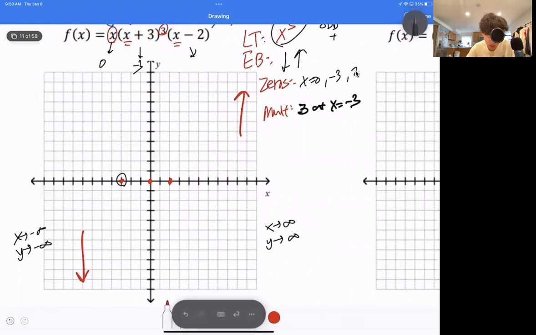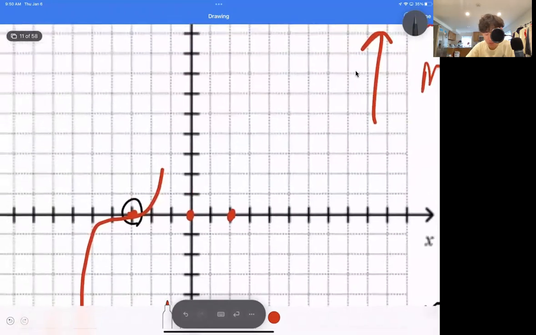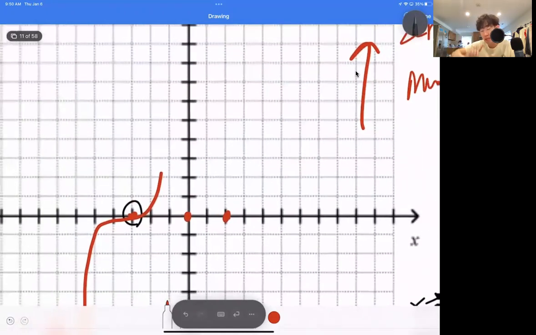That's the end behavior. So let's try to sketch this out. Ready? You don't necessarily have to start from here. I'm just going to start on my own like this. Do a little squiggly like that. So that shows the multiplicity of 3. It's got to go through it, but it can't go through like this. That can't happen. It's got to go through with a little curve.